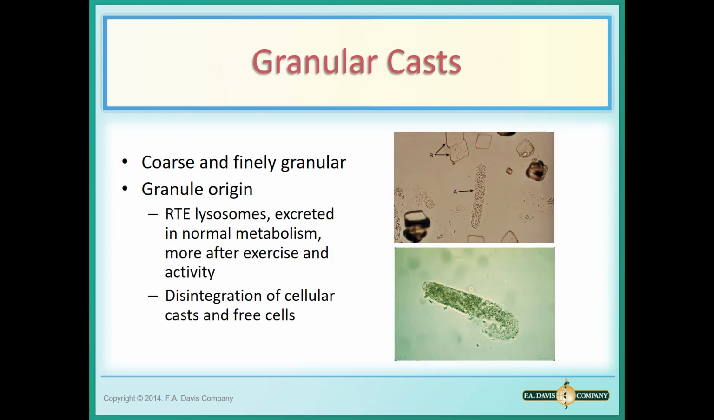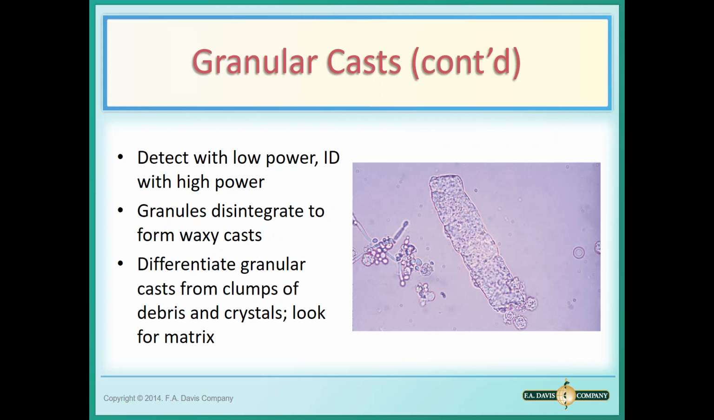And then granular casts. We're going to call these either coarse granular or fine granular. And really remember, they can come from a number of different things. Number one, the granules come either from renal tubular lysosomes, those little packets of granules that get normally excreted, can end up in a protein matrix, or the cells that we just saw, those cellular casts, start to break down and disintegrate into the form of little granules within a cast matrix.